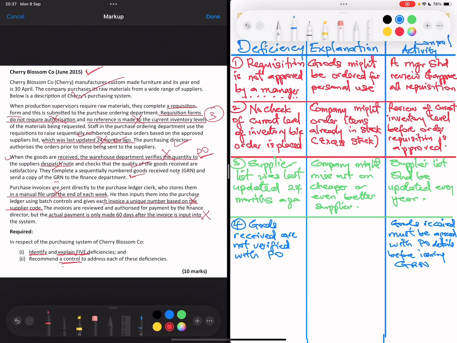So if you don't do that comparison, what could go wrong? It's very easy. The problem is that you might be receiving what you did not order, which is not what you want. So the risk is that the company might accept goods that have not been ordered.